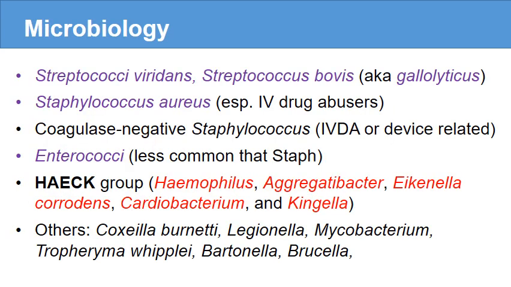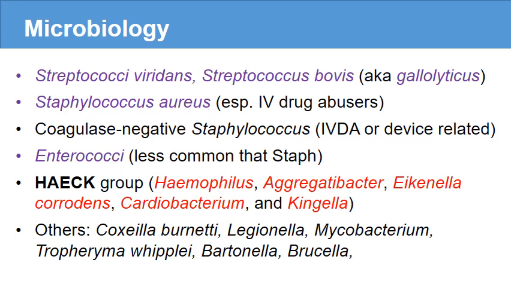So there are a lot of organisms on this slide, and that's because there is unfortunately a wide range of organisms that are implicated in infective endocarditis. On the gram-positive side, we have things like strep. Among strep, we have strep bovis, which is also known as Gallolyticus, and strep viridans. This is one of the first times we've actually talked about strep viridans as a major pathogen.